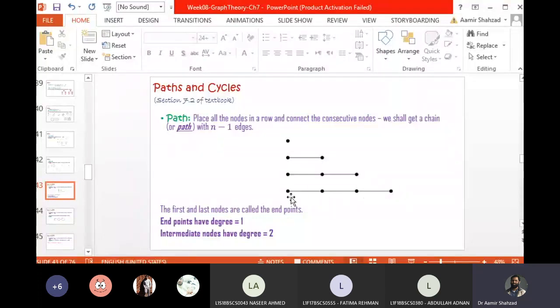For example, here at the bottom you can see we have 4 nodes. Between any two consecutive nodes we have drawn an edge. We have 3 nodes, so between consecutive nodes we have drawn an edge. Between 2 nodes we have drawn an edge. A single node has no edge. So if we have n nodes, we will have n-1 edges, because between two consecutive nodes we draw one edge, so we have 1 edge less than the number of nodes. In any path there are n-1 edges.